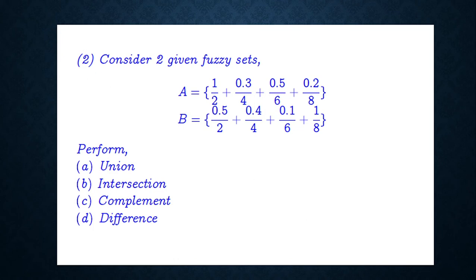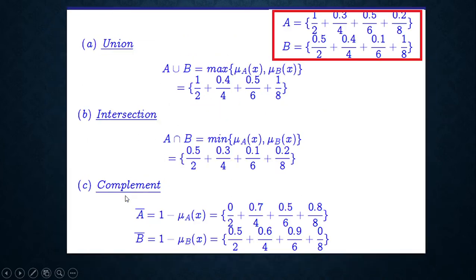In the video of lecture 1 part A, we were discussing this question that is given on fuzzy sets. You are asked to perform union, intersection, complement and difference operations. We have discussed the union operation, the intersection operation, and now the complement operation. So how will we perform the complement on fuzzy set A?